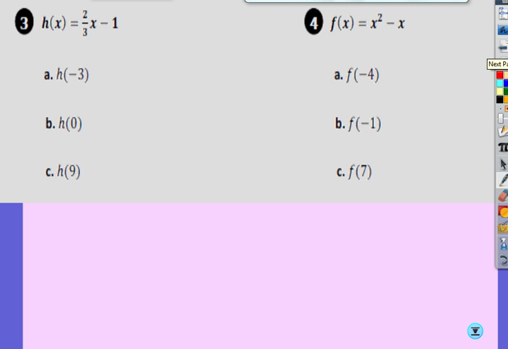Example number 3 says h of x equals 2/3 x minus 1. You will have to replace the number inside the parentheses with the x in the function. For letter A, I'm going to replace the x with the negative 3. We will multiply 2/3 times negative 3 and then subtract 1.